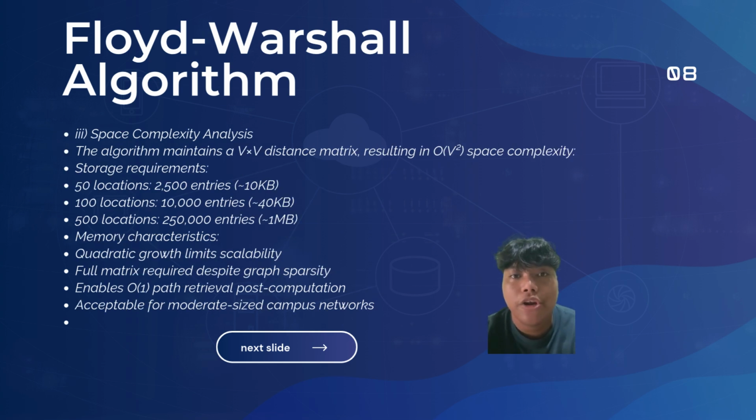Space complexity analysis. The algorithm maintains a V by V distance matrix, resulting in O(V^2) space complexity. Storage requirement: 50 locations, 2,500 entries. For 100 locations, 10,000 entries. 500 locations, 250,000 entries. Memory characteristics: quadratic growth limits scalability, the full matrix is required regardless of graph sparsity, and it enables path retrieval post-completion. This is acceptable for a moderate size campus network.